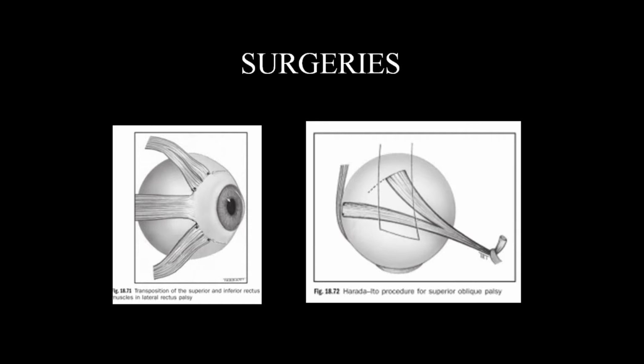These are usually to strengthen the muscles, because there is a palsy. The muscle will never improve. So you take an active muscle and you bring it close to the muscle which has lost its action. So this is in brief about third, fourth, and sixth nerve palsy.